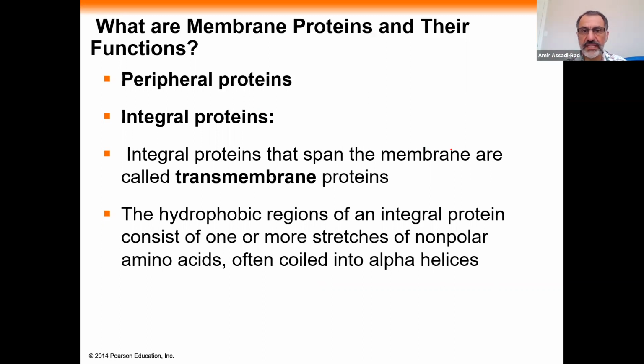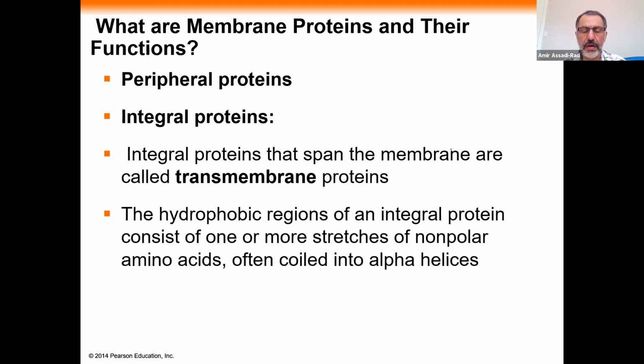Integral proteins that span the membrane are called transmembrane proteins. And I'm going to show you some pictures. They are a type of integral protein. There are different types of integral membrane proteins, and transmembrane is one type of them.